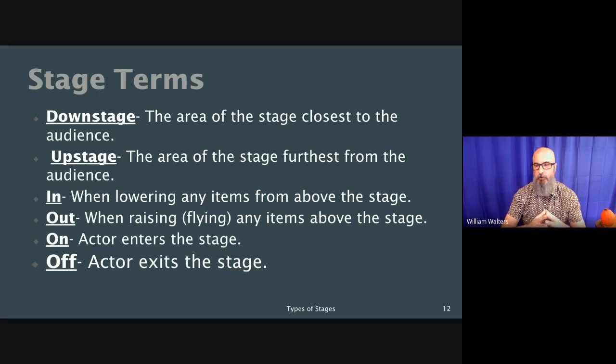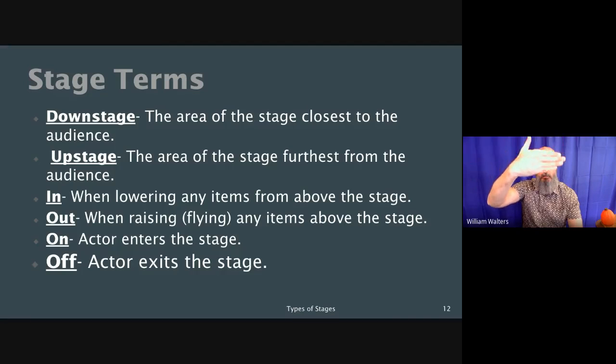I don't need you to put those terms down, but the in, out, on, and off, I do need you to put. So when we say in and out, we're referring to any items that we bring in or out with regards to backdrops or curtains or anything that we lower in or out of a stage. So as you can see, in is when we lower any items from above the stage, which we're going to talk about something called the fly loft today. And then out is when you raise it above the stage, okay?